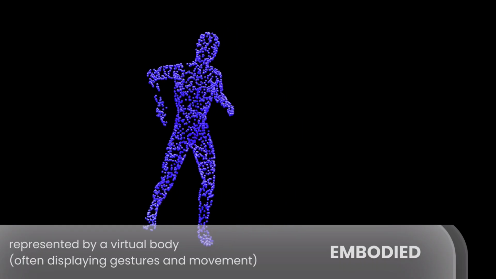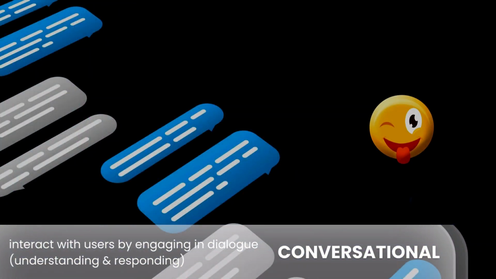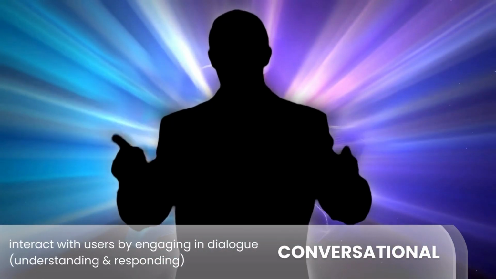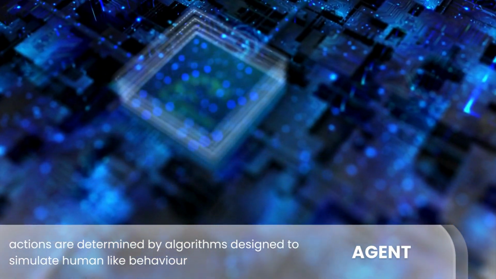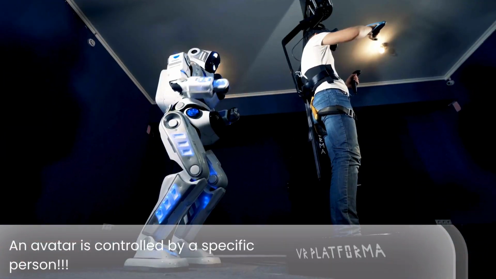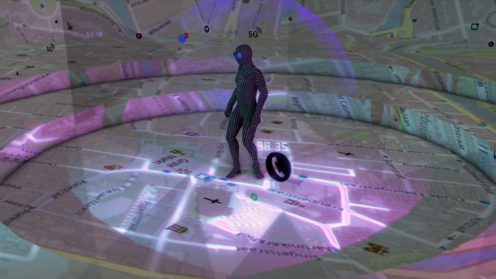Secondly, the ECA is conversational. It interacts with users through dialogue, understanding their speech and responding appropriately. Finally, the actions of an ECA are controlled by a computer that tries to mimic human behavior, as opposed to an avatar whose actions are controlled by another human. Now let's examine these components more carefully.